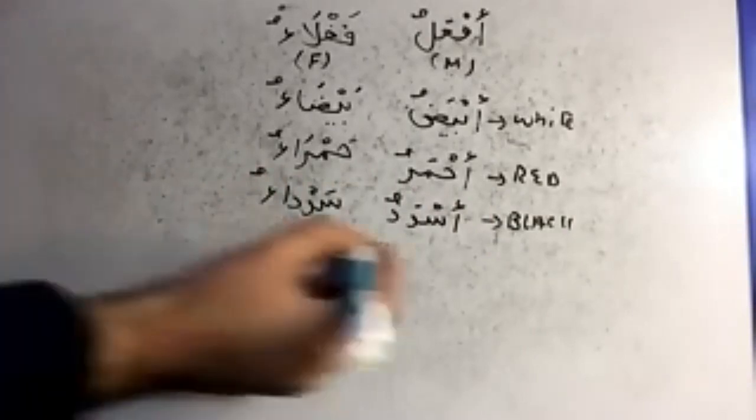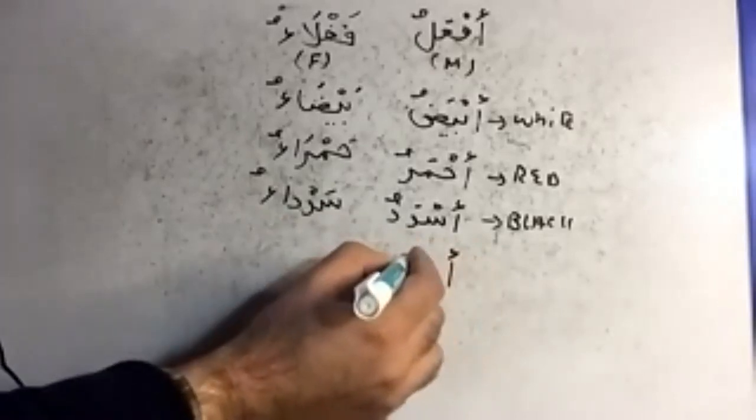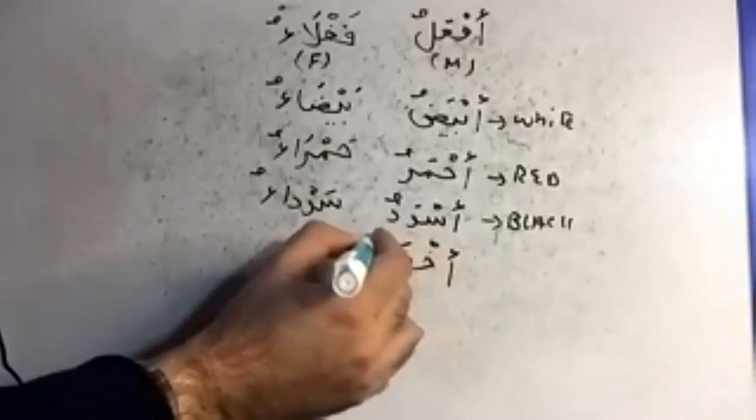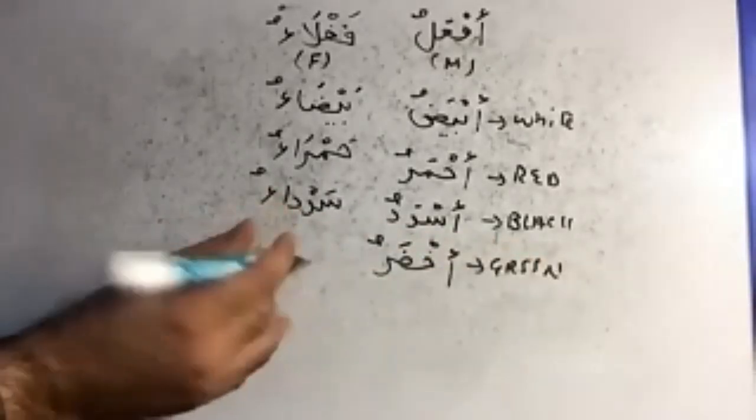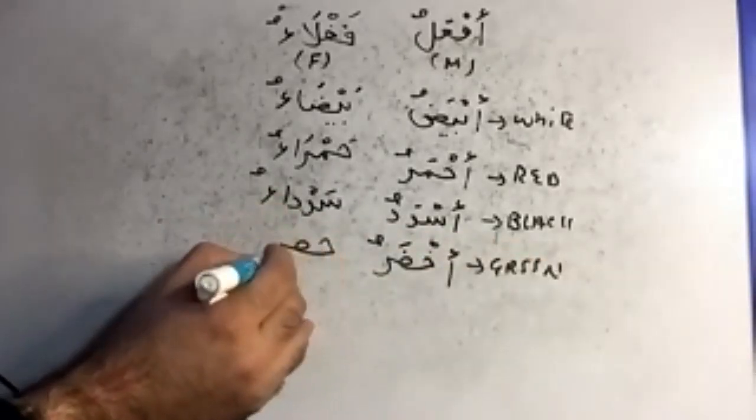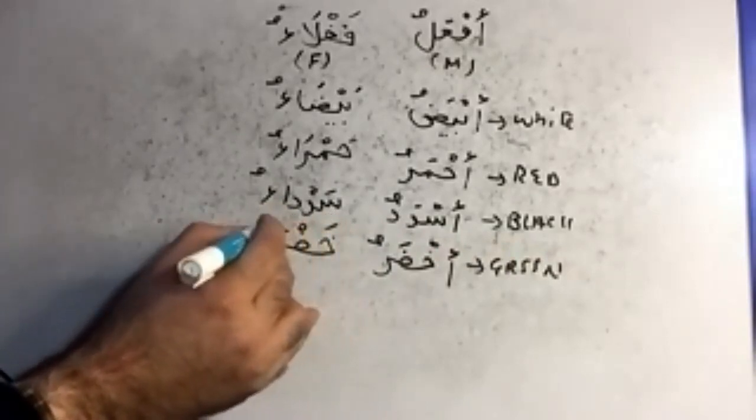So we have green, akhdaru, green. And its feminine will be khadraa'u. Like we use the qubba khadraa', right? The green dome at the mosque of the Prophet Muhammad, peace be upon him. So we use the word khadraa' because dome is considered feminine, right? Qubba khadraa'.